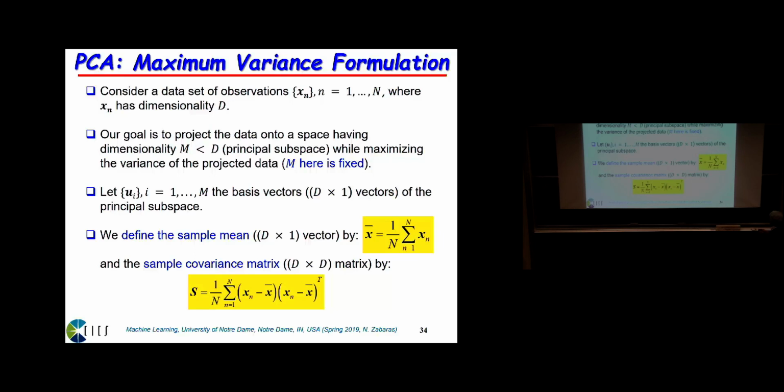So let's define the mean of the points. X bar is the mean of the points. And this is the sample covariance. Okay, so remember these 2 definitions, the mean and the sample covariance.